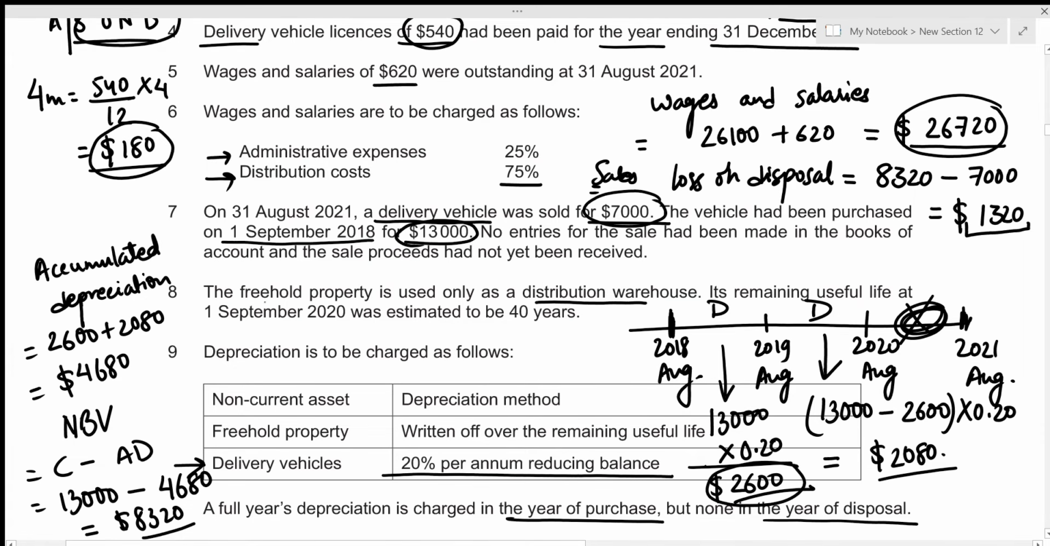Then we have the freehold property, which is used only as a distribution warehouse. And since this is only used as a distribution warehouse, we have to charge depreciation to our distribution cost. We're given the information that its remaining useful life at 1st September 2020 was estimated to be 40 years. So if we have the estimated lifetime and we have the value, then we can easily figure out the depreciation per year by just dividing the value of our property by the estimated years.